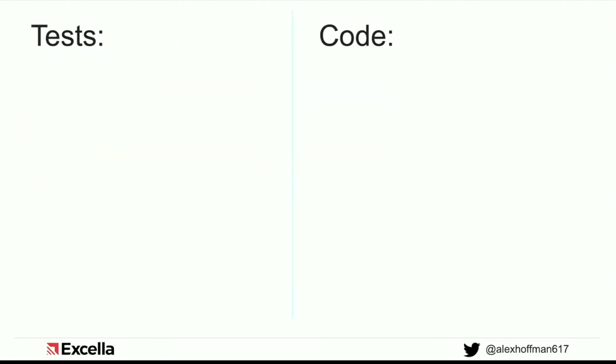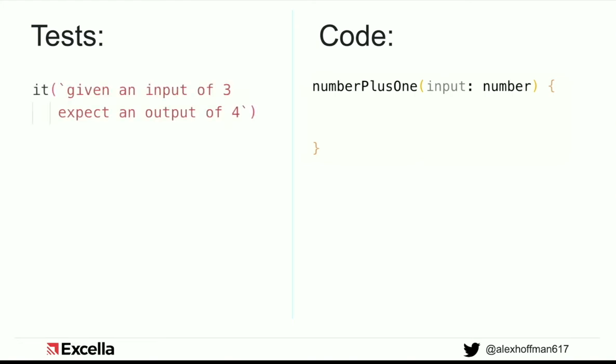So let's get into a quick example of our red-green refactor. Let's say we have a function, number plus one. The function is going to do what it says. It's going to take in a number and it's going to add one to it. What's the first test we would write? Our red. Maybe given an input of three, expect an output of four. Now what's the minimal amount of code that we can write to get that test to pass? Return four. So we run our test, it passes.